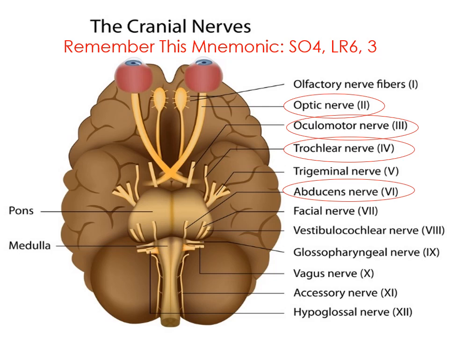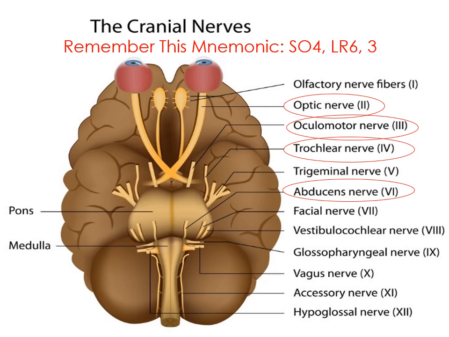The third cranial nerve is the oculomotor nerve. This nerve originates in the brain and is carried forward to the eye. The third cranial nerve innervates your medial rectus, your inferior oblique, your superior rectus, and your inferior rectus extraocular muscles. The trochlear nerve is the fourth cranial nerve. This cranial nerve innervates the superior oblique muscle. The abducens nerve is the sixth cranial nerve. This nerve innervates the lateral rectus muscles.